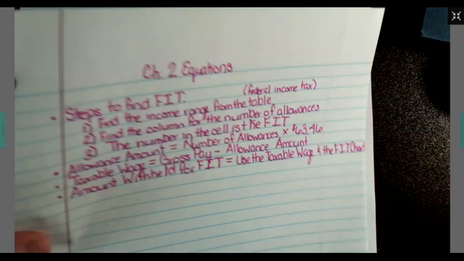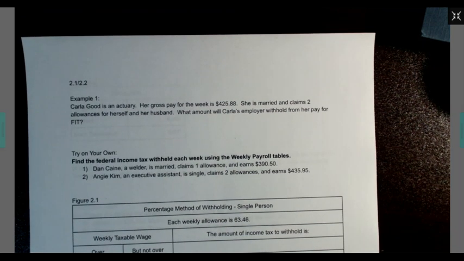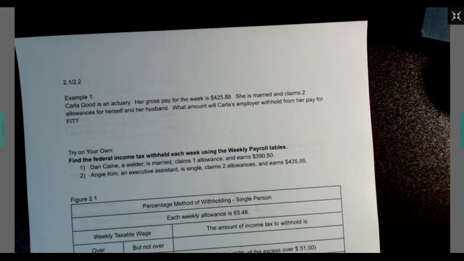Let's take a look at our examples. We're going to start off by looking at example number 1. Carla Good is an actuary. Her gross pay for the week is $425.88. She's married and claims 2 allowances for herself and her husband. What amount will Carla's employers withhold from her pay for FIT?